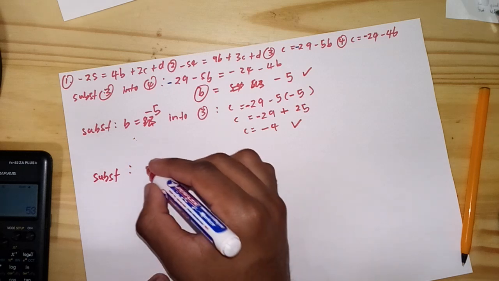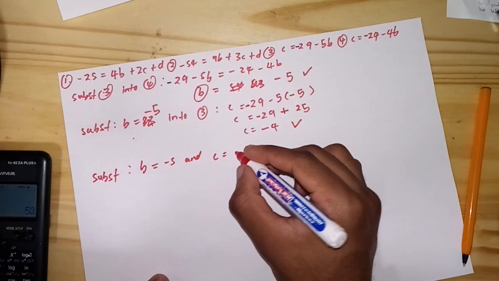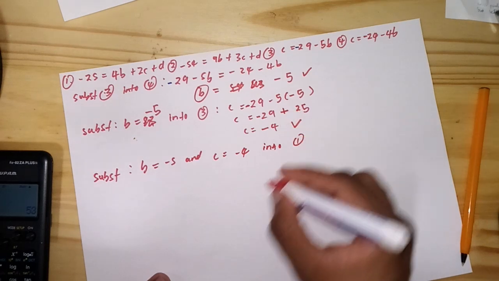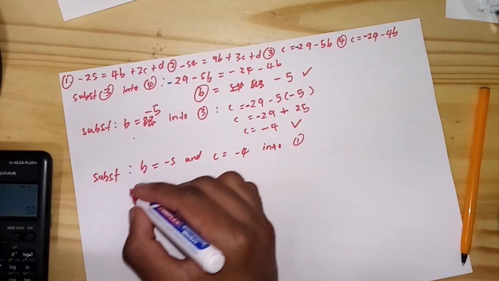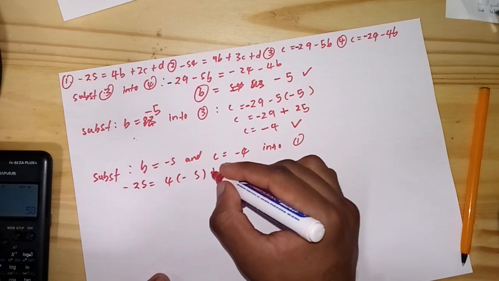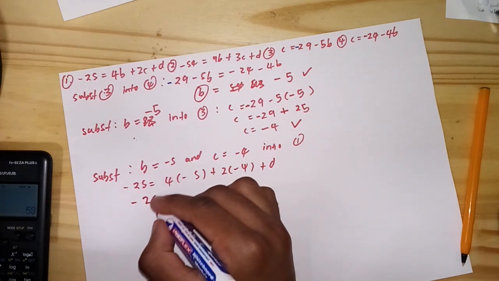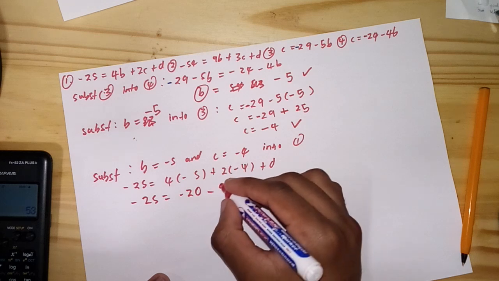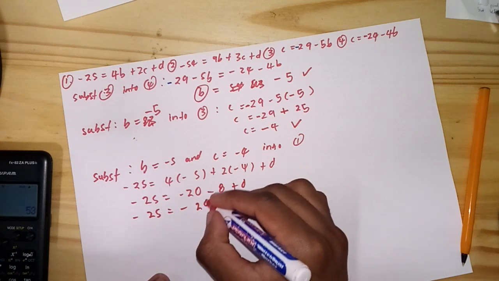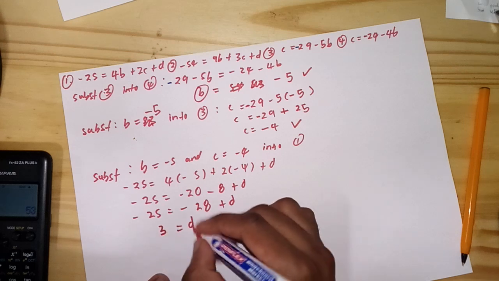So you can come and say substitute b is equals to minus 5 and c is equals to minus 4 into, let's use 1. So using 1, you come and say minus 25 is equals to 4 into minus 5 plus 2 into minus 4 plus d. What are you working with? You have minus 25 is equals to minus 20 minus 8 plus d. I'm going to move very slowly for this one. Minus 28, so I don't make that mistake. And this one goes on that side. What is that? That is 3. So d is equals to 3.